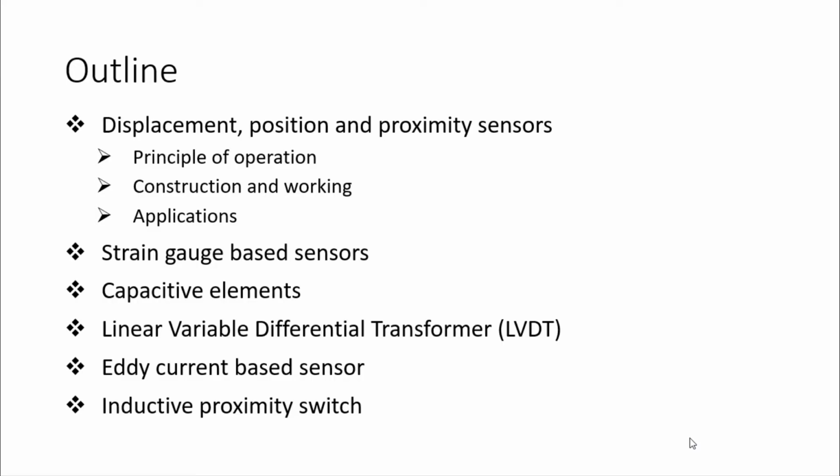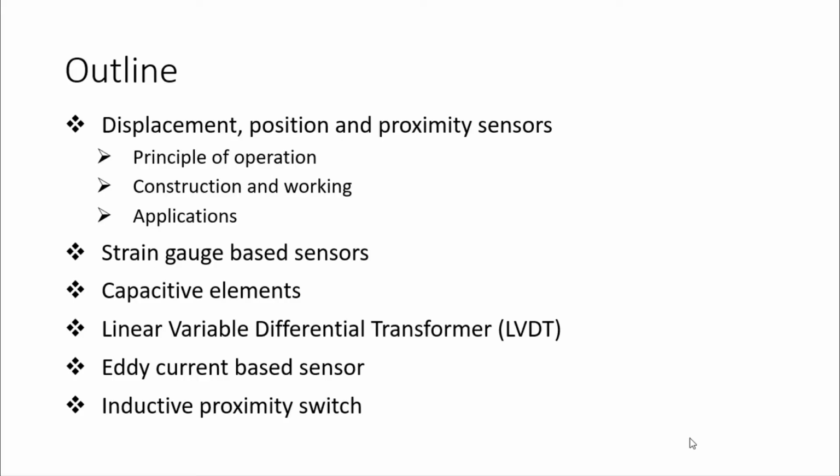We will be learning various sensors such as strain gauge based sensor, capacitive elements, LVDT, that is linear variable differential transformer, eddy current based sensor, and inductive proximity switch. We will learn the principle of operation of these sensors, their construction details, and we will study the applications of these sensors in the automation industry.